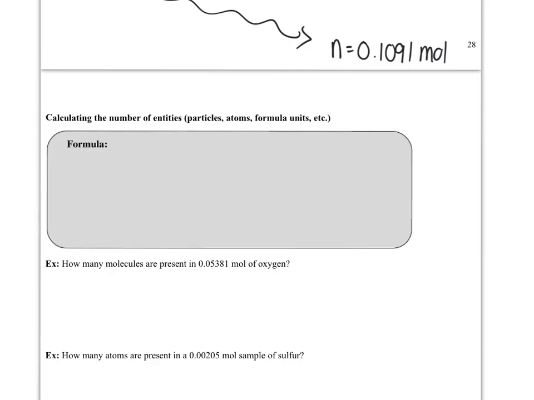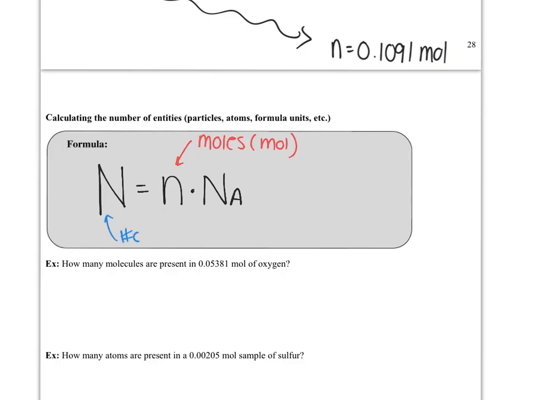Okay, so sometimes we're counting atoms, sometimes we're counting molecules. So we have a formula that can get us there. The formula is big N is equal to little n times NA. Now, what on earth does this mean? Well, little n is moles, and that's the unit mol. Big N is the number of entities, so like the number of molecules or atoms or whatever it is that we're trying to count. Okay, so for oxygen, it's the number of actual O2 units that we are counting.